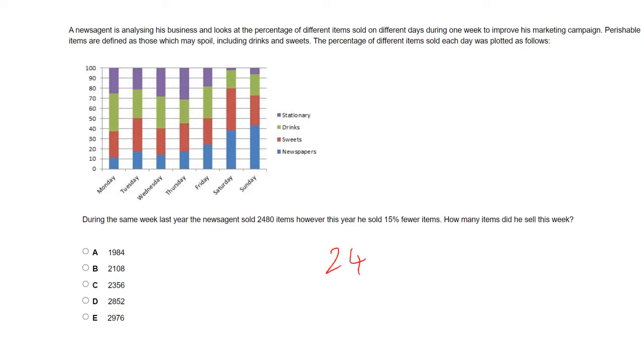So that's 2,480 times 0.85, which is 85%. And that comes to 2,108. And so that immediately gives you your answer. So you didn't need the graph at all there, because it's just based on the total amount sold, and so that was straightforward.